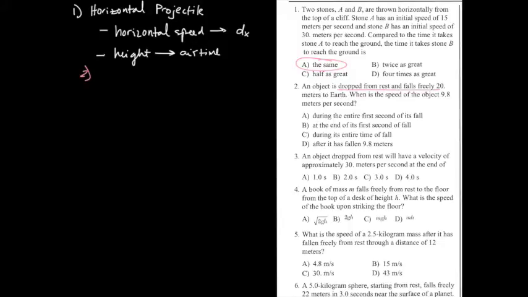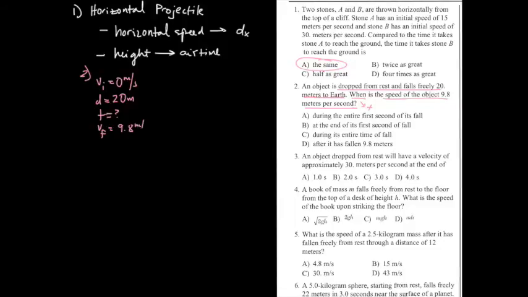Now number two, an object is dropped from rest, falls freely 20 meters to earth. When is the speed of the object 9.8 meters per second? So we're looking for time when our final speed is 9.8 meters per second. We're starting from rest, 0 meters per second, and our distance is 20 meters. So let's list our variables. This is a 1D kinematics problem, going free fall.